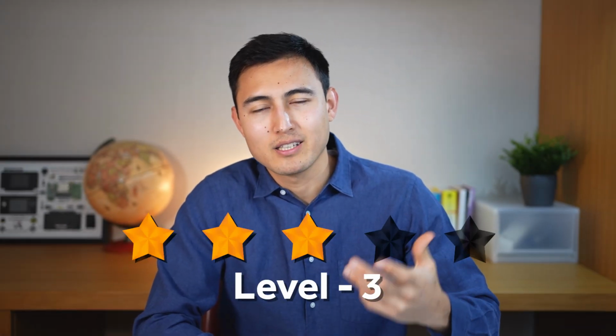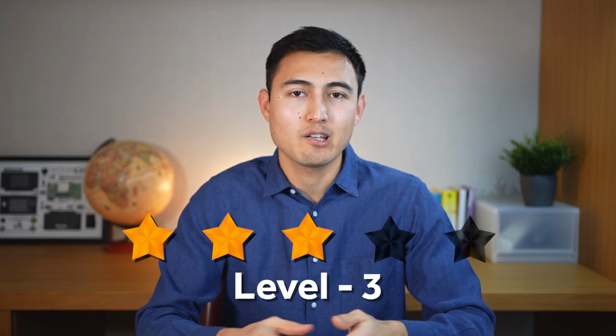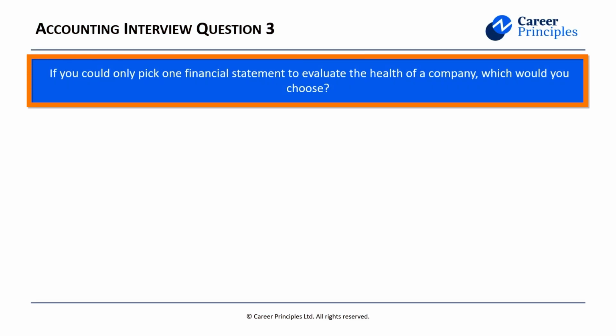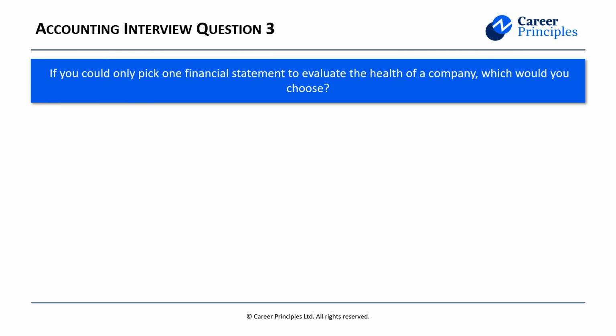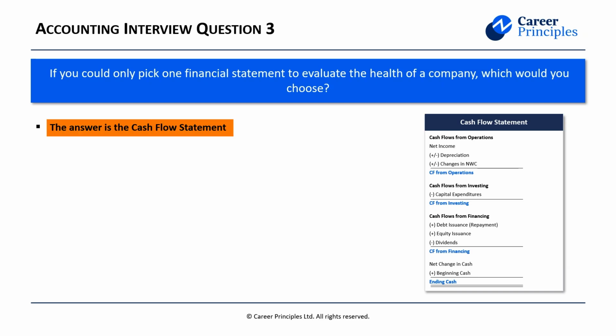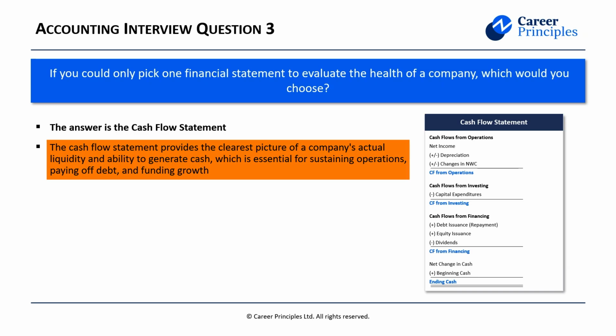And assuming you've answered the previous question correctly, a common follow-up question is going to be if you could only pick one financial statement to evaluate the health of a company, which would you choose? The answer is the cash flow statement, so let's go over why that is. The cash flow statement provides the clearest picture of a company's ability to generate cash, which is essential for doing things like paying for debt or meeting any other obligations.